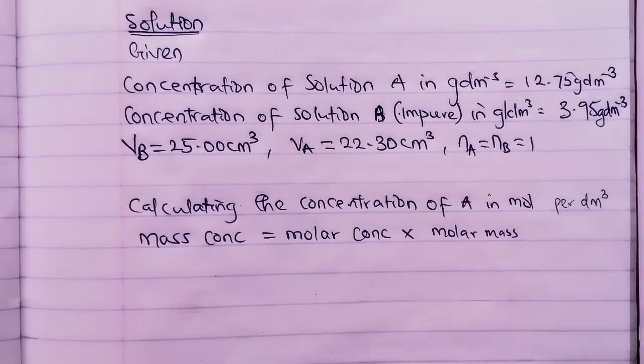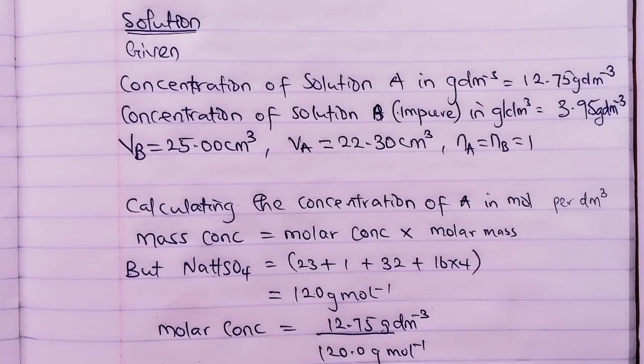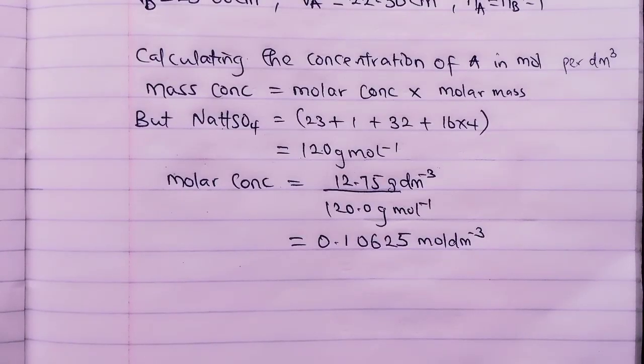We should know that mass concentration is the same as molar concentration times molar mass. We are supposed to know that the molar mass of sodium hydrogen tetraoxosulfate(VI) acid is 120 gram per mole. Then our molar concentration will be 12.75 all over 120.0, which gives the answer 0.10625 mole per dm cube. And this number is more than 3 significant figures, and most times NECO and WAEC expect you to leave this answer in 3 significant figures.